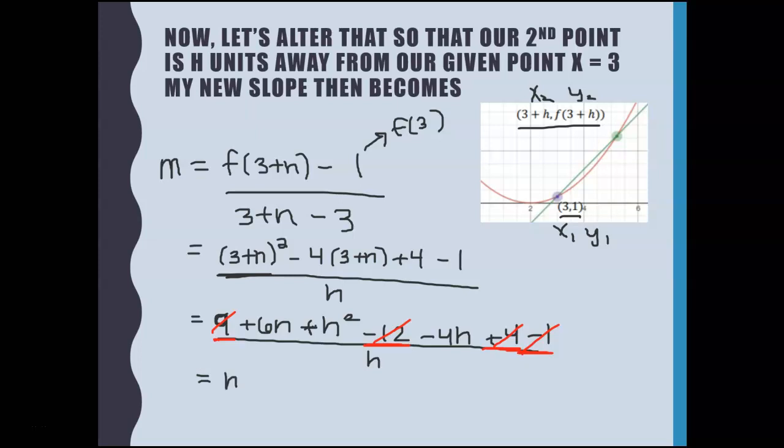That leaves h squared plus 2h, because 6 and negative 4, all over h, which gives h plus 2, because I can factor an h out of the numerator, canceling with your denominator. So what that means is that the slope, h units away from 3, is represented by h plus 2.